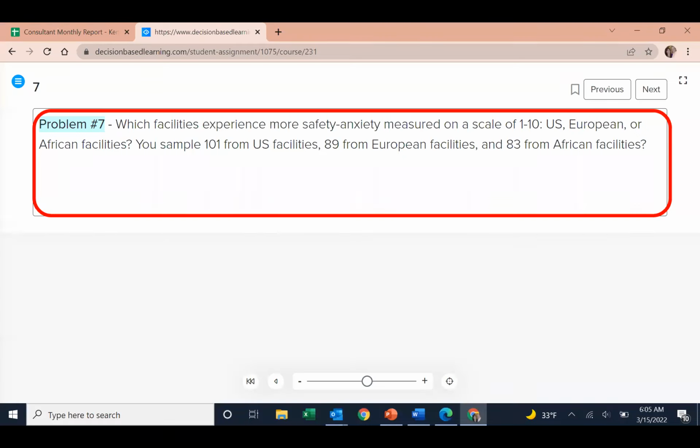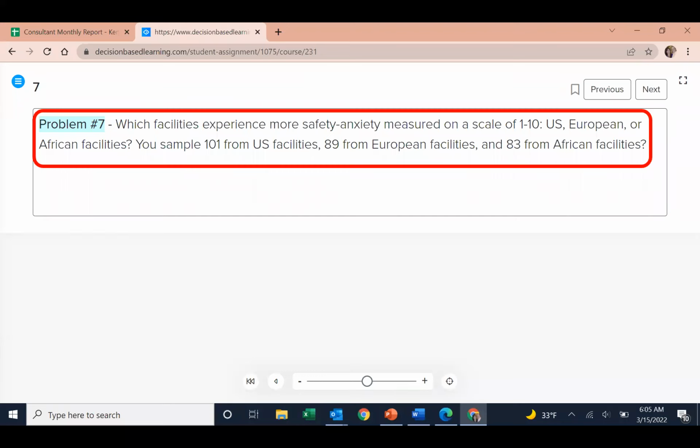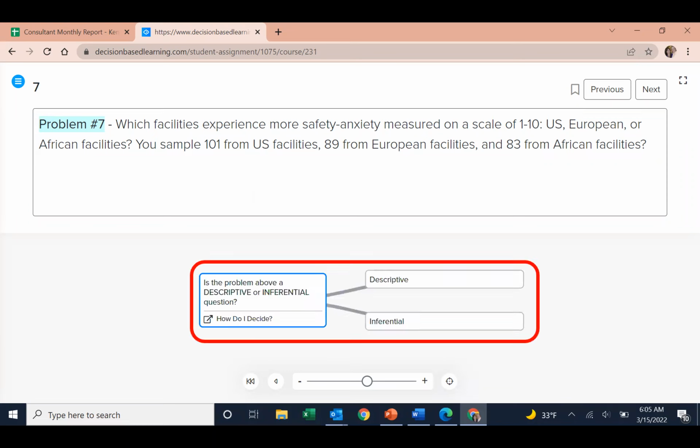In this example, we will start with a statistics problem. Read or have the students describe what they see. This problem reads, which facilities experience more safety anxiety measured on a scale of 1 to 10, US, European, or African facilities? You sample 101 from US facilities, 89 from European facilities, and 83 from African facilities.